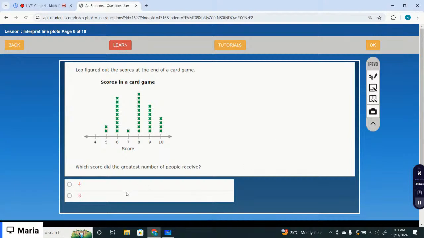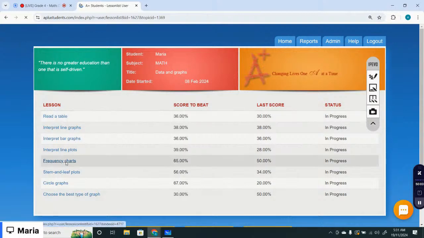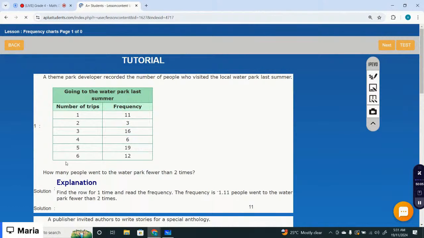Okay, you can complete the lesson by yourself later today. Let me just move on to the next lesson. The next lesson is frequency charts. Let's just start with the lesson.